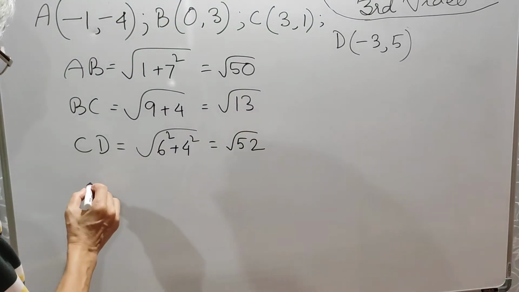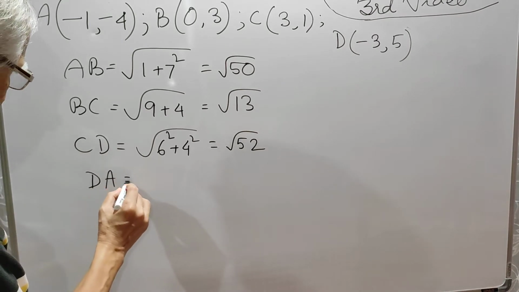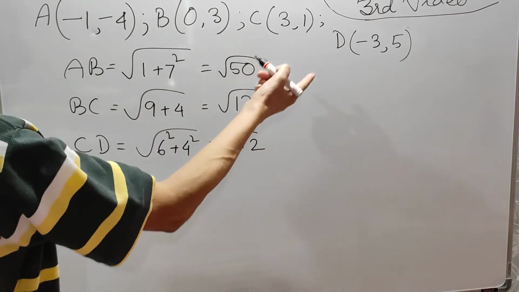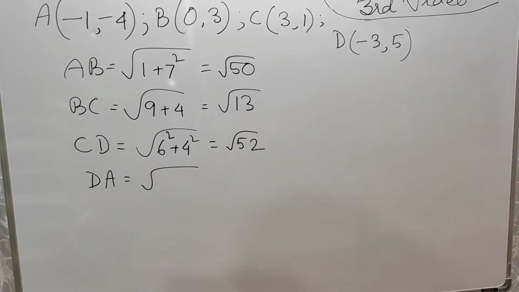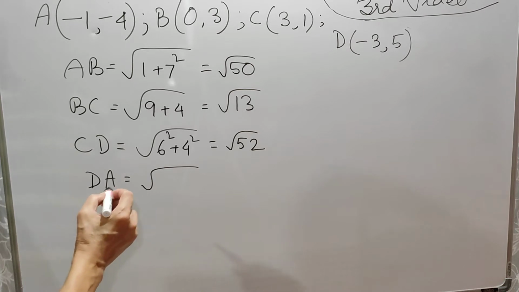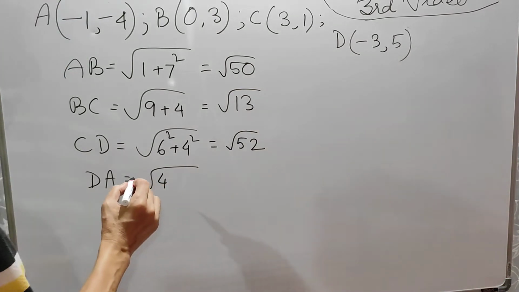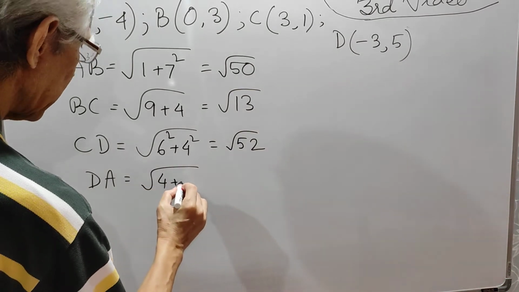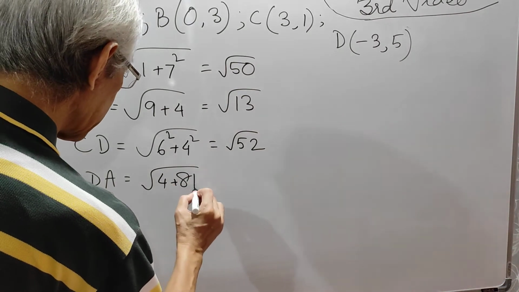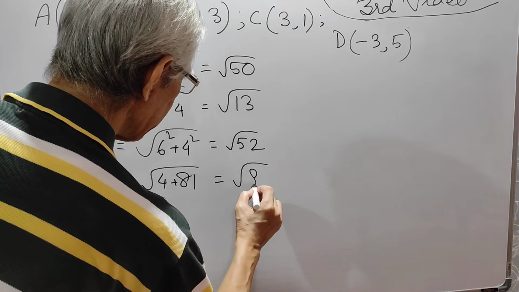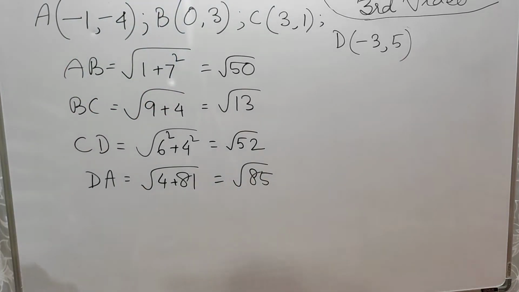All right. Then DA. AB, BC, CD, then DA. What is DA? DA is 2 squared, 4, plus 9 squared, 81. So 4 plus 81, that means root over 85. Root over 85. All right.